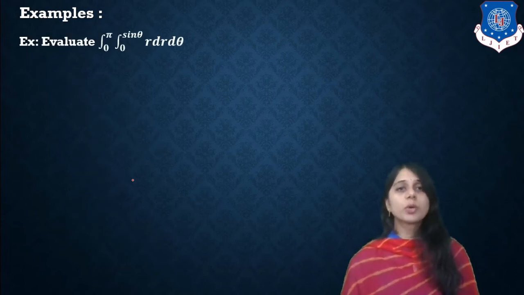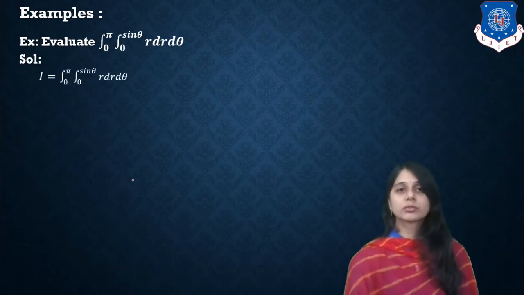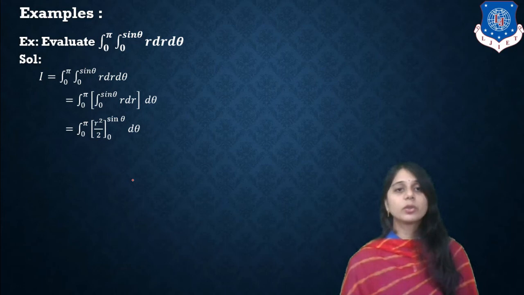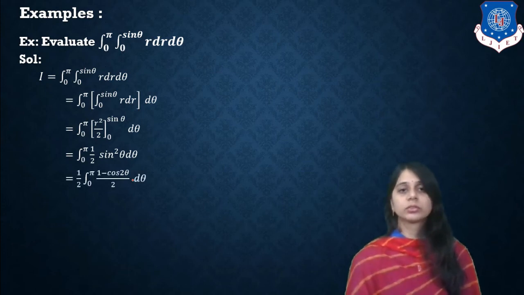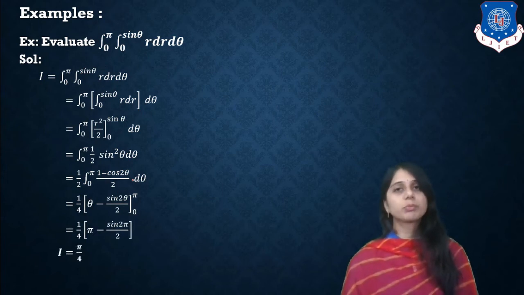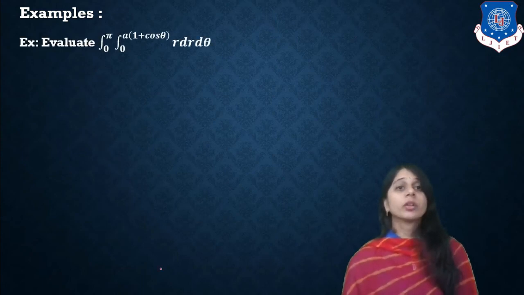Now we take the integral from 0 to pi, 0 to sine theta, of r dr d theta. Integrating r dr, we take r square by 2, from 0 to sine theta, d theta. From 0 to pi, 1 by 2 sine square theta d theta. So it is 1 minus cos 2 theta by 2 d theta. Putting the upper limit and lower limit, we get the answer pi by 4, because sine 2 pi is 0.